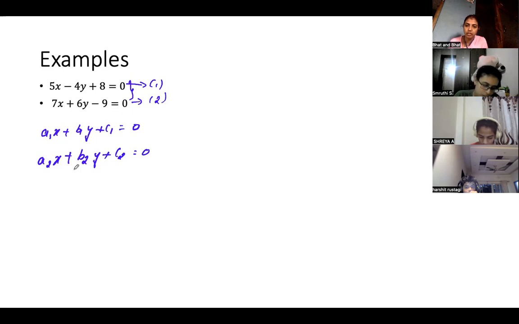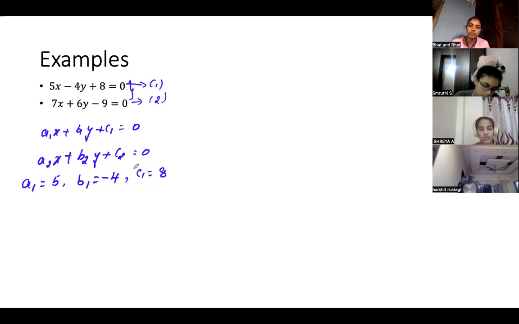Okay. Now when you compare, can you tell me what is the value of a1? Five. Yes, a1 is 5. b1 is minus 4, because in the general form we have plus b1, but here we have minus 4. Correct? Understood? Yes. Then c1 will be 8.